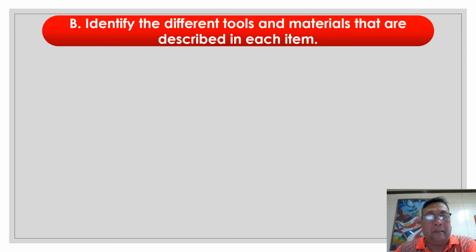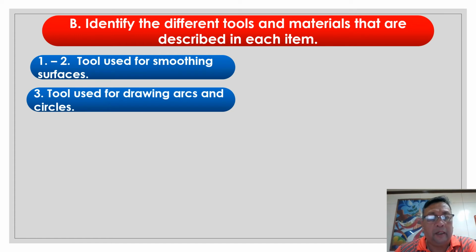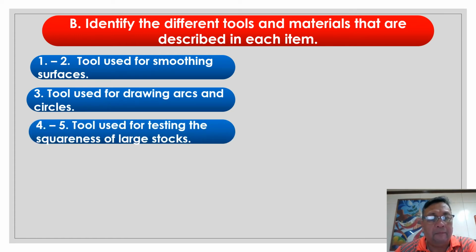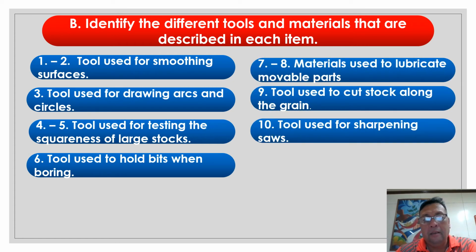Let's identify the different tools and materials that are described in each item. Number 1 and 2, tool used for smoothing surfaces. 3, tool used for drawing arcs and circles. 4 and 5, tool used for testing squareness of large stock. 6, tool used to hold bits when boring. 7 and 8, material used to lubricate movable parts. 9, tool used to cut stock along the grain. 10, tool used for sharpening saws. I'm going to give you 2 minutes to answer.